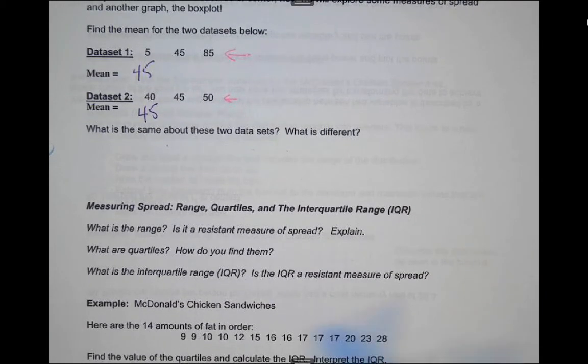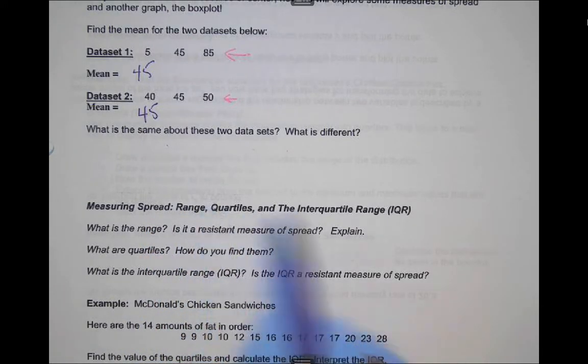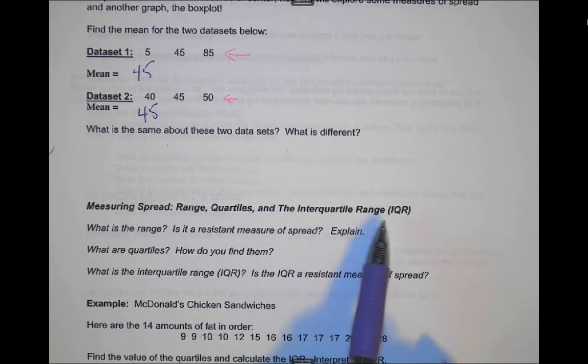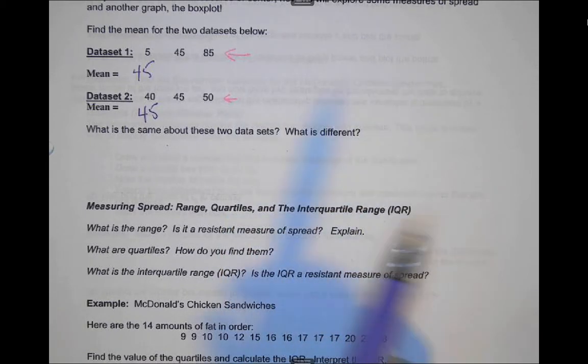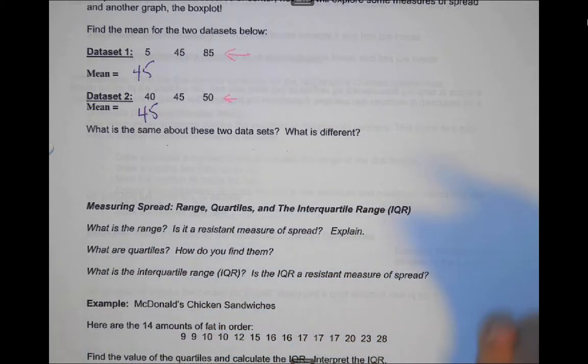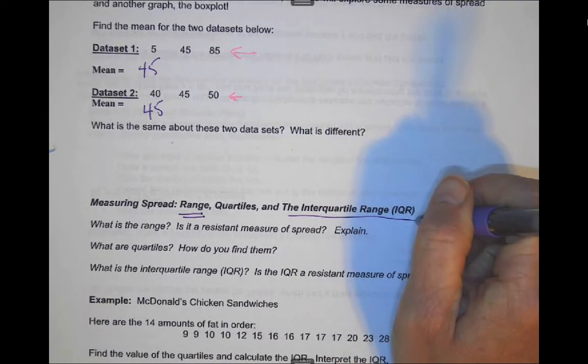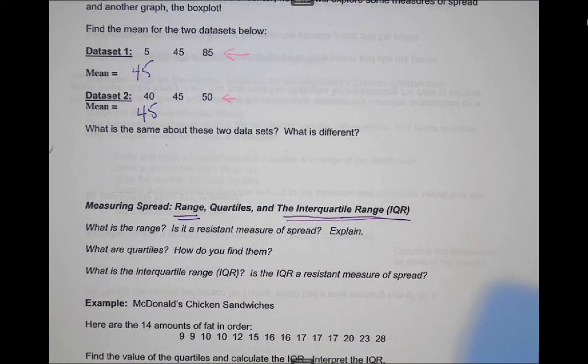All right, measuring spread. So we're going to start talking about basically range, quartiles, and interquartile range. Some kids get confused here. Measuring spread, there's 3 measures of spread that we're going to focus on. We're going to talk about the range, the interquartile range, or IQR, and then we're also going to talk about standard deviation. That will be the 3rd one. So I'm going to start with the range.